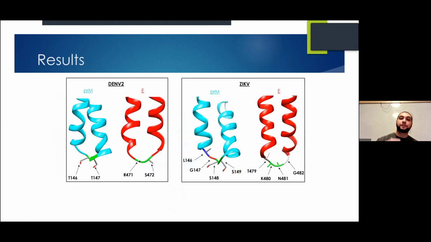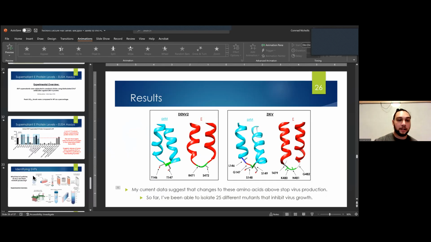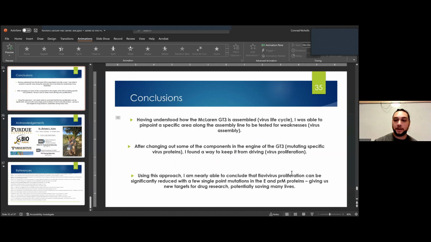And then what I saw was I did this both in dengue and in Zika. And altogether, my current data suggests that changes to these amino acids stop virus production in some of my mutants. And so far, I've been able to isolate 25 different mutants that inhibit virus growth. So I know we're short on time, so let me get through all of this here and go straight to my conclusion slide.